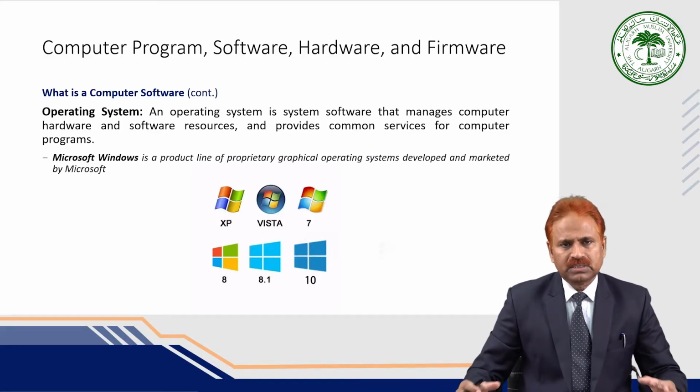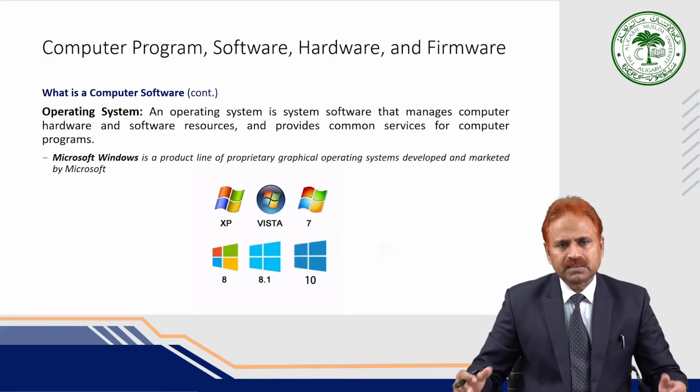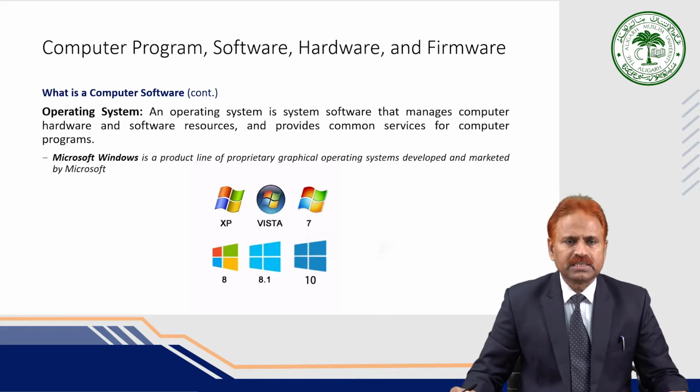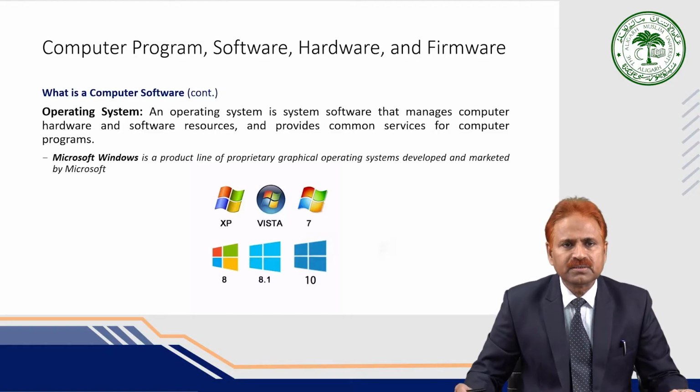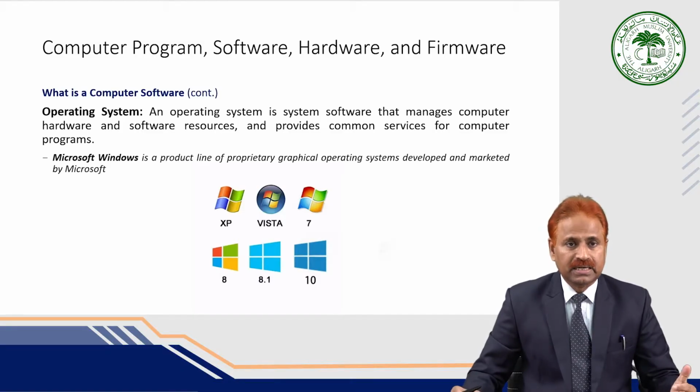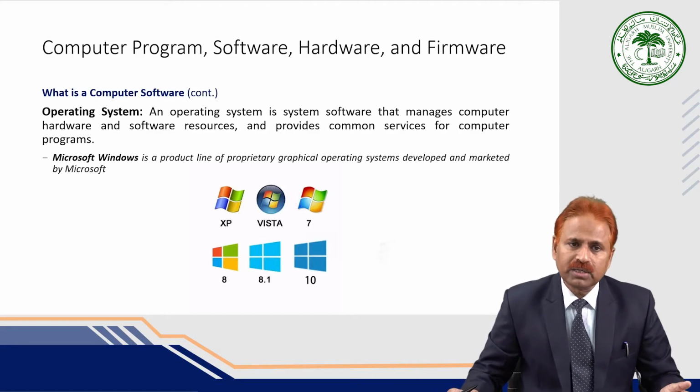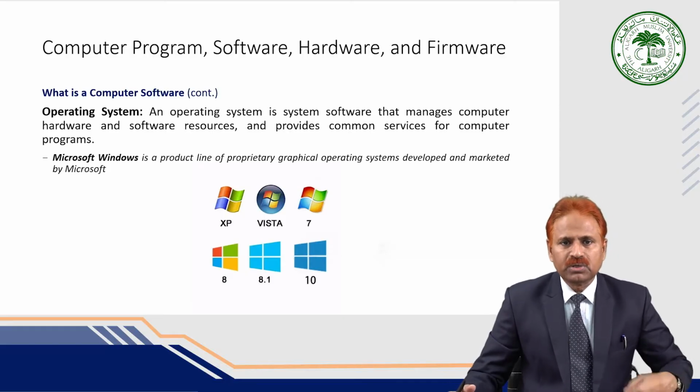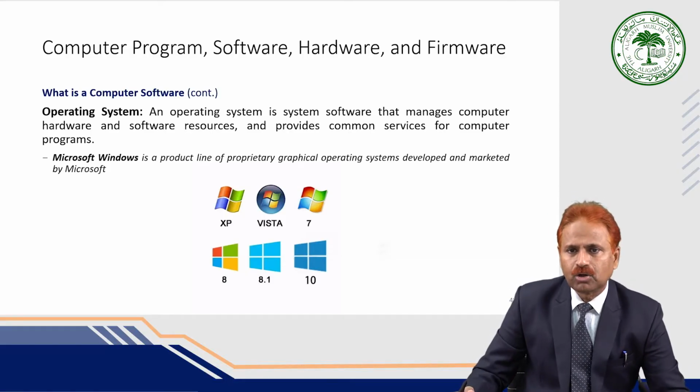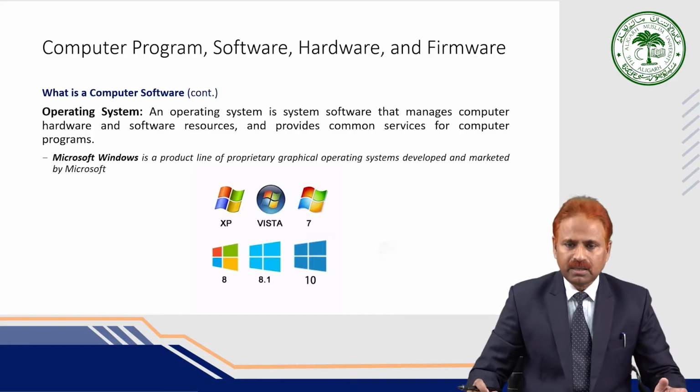After having the general discussion about system software and application software, we come to a specific part that is known as operating system. So this is a system software. It's an example of system software, and an operating system basically is the system software that manages the computer hardware and software resources and provides the user a common service for computer programs. Microsoft Windows is a product line of proprietary graphical operating systems developed and marketed by Microsoft.